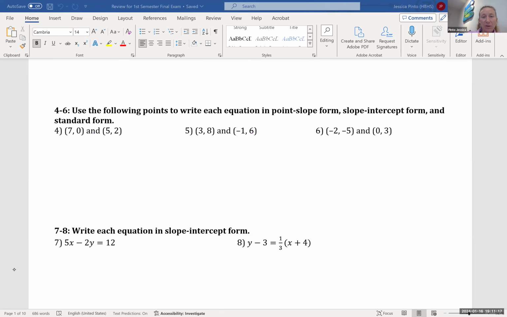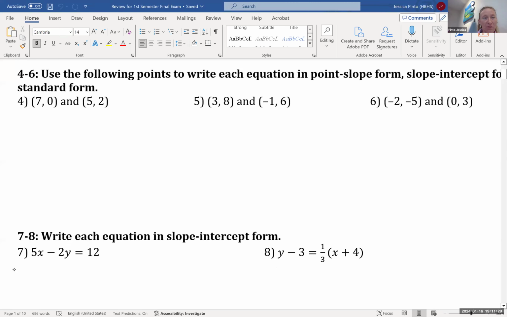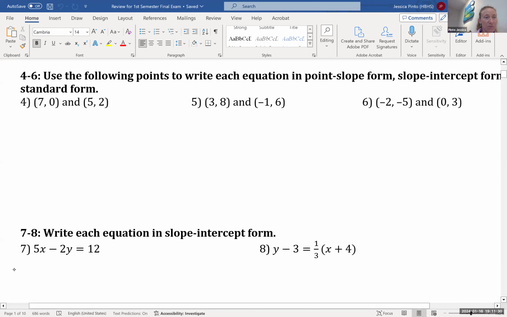It says use the following points to write an equation in point slope form, slope intercept form, and standard form. Well, hold on to your hats. That's going to require quite a bit of work. So let me actually zoom out a little bit. We want to write down some formulas, don't we?